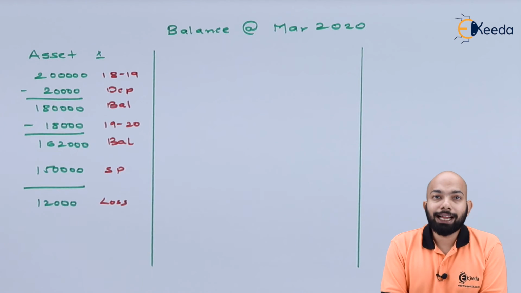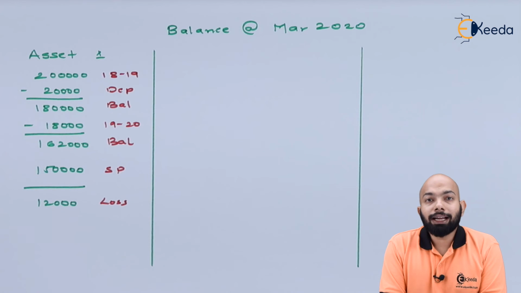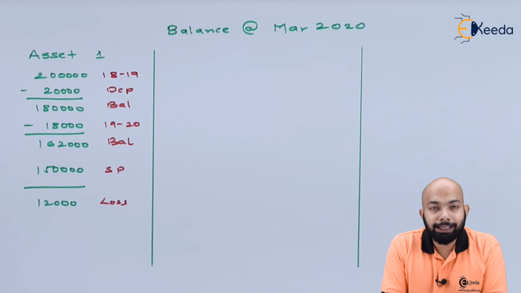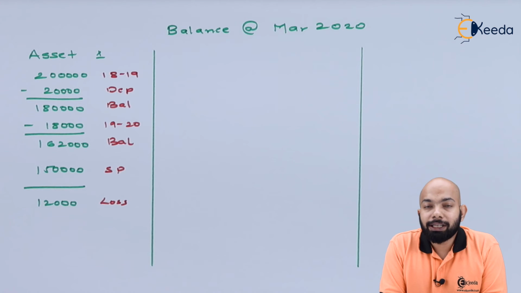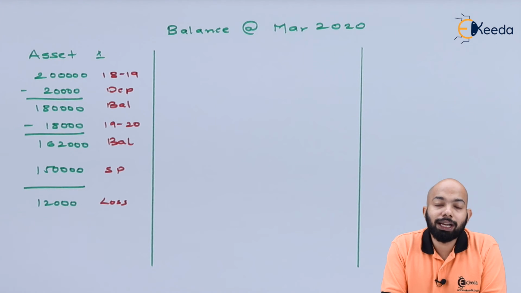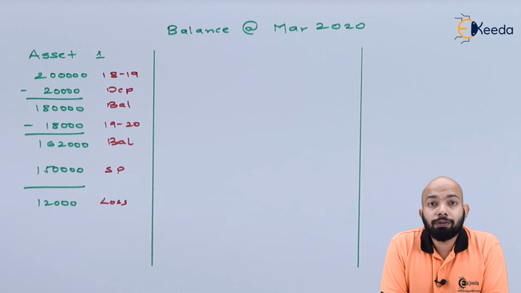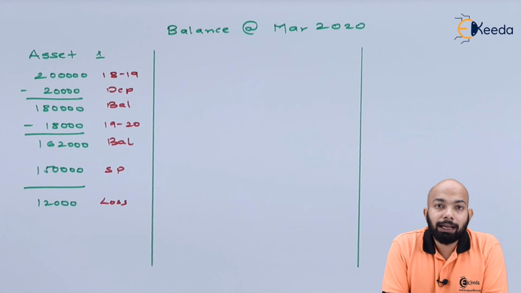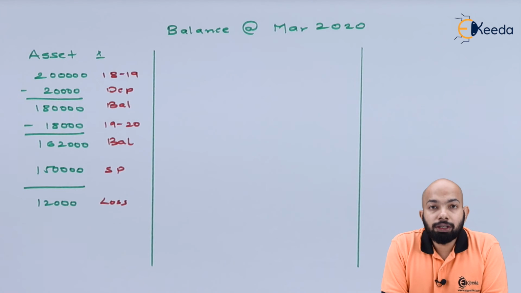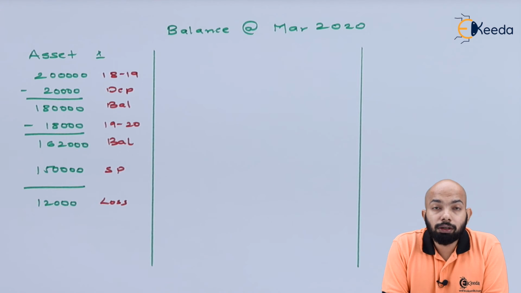Now, as you can see, for asset 1, we have calculated 2 lakh as the original cost price in the year 18-19, where we have calculated depreciation at the rate of 10%, 20,000, which gives you 1,80,000 as the balance as of year 18-19. Now, again, the depreciation for the next year is 18,000, which is for 19-20, which gives you a balance of 1,62,000 for the year 19-20, and then sold out for 1,50,000, which gives you a balance of 12,000 as a loss.